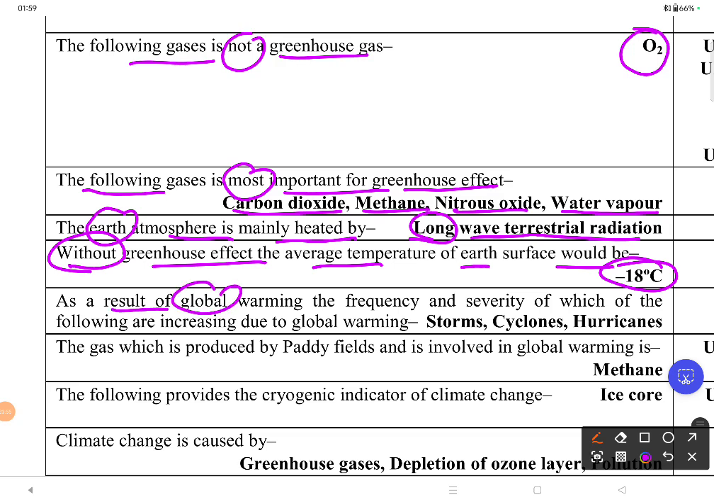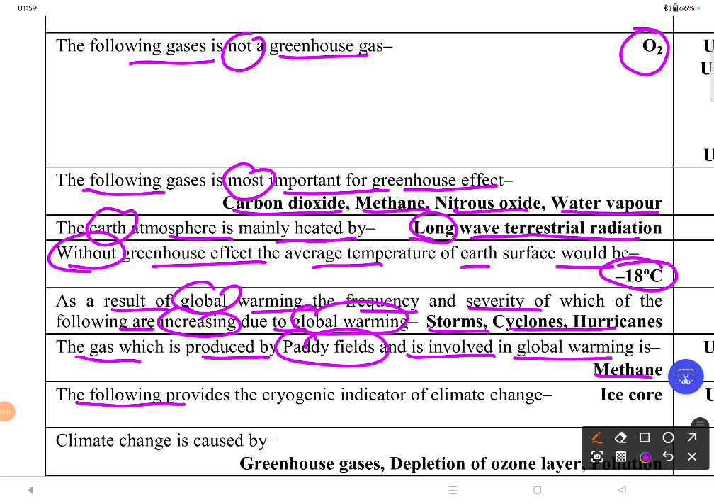As a result of global warming, the frequency and severity of which of the following are increasing: storms, cyclones and hurricanes. The gas which is produced by paddy fields and is involved in global warming is methane. The following provides the cryogenic indicator of climate change: ice core.